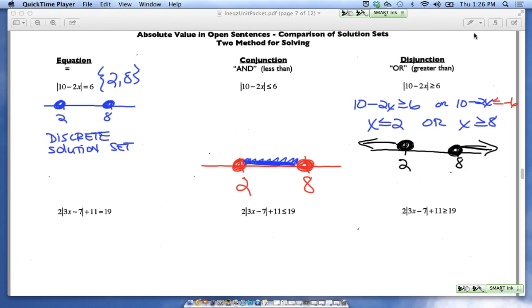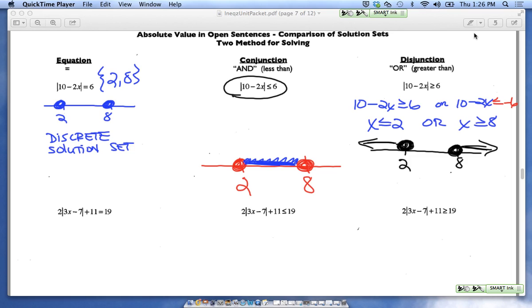So I wanted you to view all three graphed solution sets to see how they're similar and how they're different. The way you find the boundary points is exactly the same. You can use what's called bifurcation, where you solve two separate equations. One equation is exactly as given without the absolute value bars, and the second equation is exactly what's inside the absolute value symbol, but you reverse the inequality symbol and you set it equal to the opposite of the number.